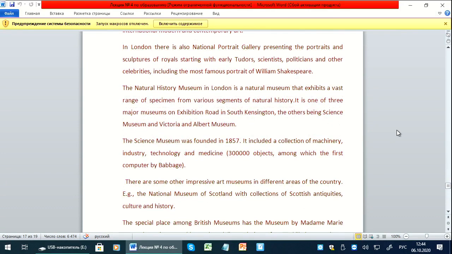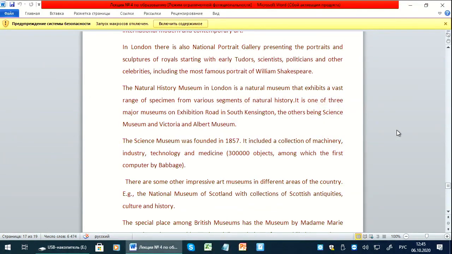The Science Museum was founded in 1857. It included a collection of machinery, industry, technology, and medicine. It exhibits 300,000 objects, among which the first computer by Babbage. I've already mentioned this exhibit.